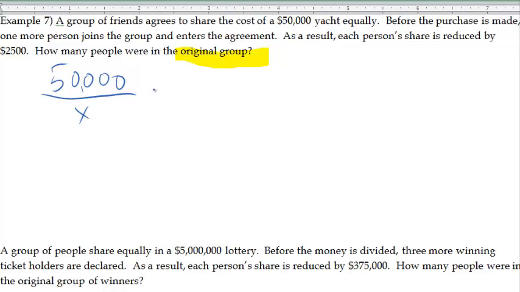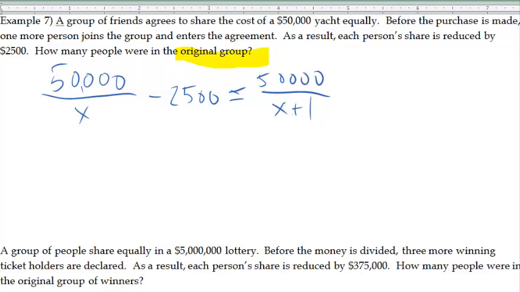But then they got $2,500 back. And that's how much they ended up paying. Well, how much they ended up paying, that's the same as 50,000 divided by the original group plus 1. Both sides of the equation show what each individual ends up paying. So now that I have an equation, all I have to do is solve it.